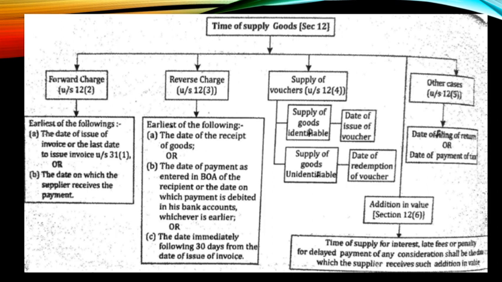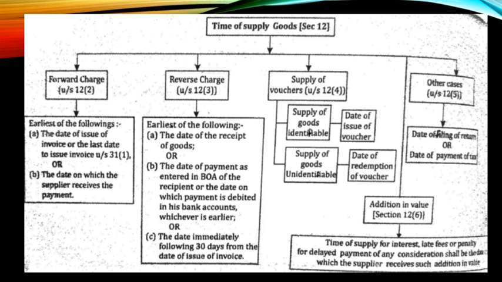Then, if we come to reverse charge, it is nothing but the time of supply from the point of view of the receiver of goods. So, in reverse charge, the earliest of the following will be applicable: the date of receipt of goods by the recipient, or the date on which the payment is entered in the books of accounts of the recipient, or the date on which payment is debited in the bank account of the recipient, or the date immediately following 30 days from the date of issue of invoice by the supplier.